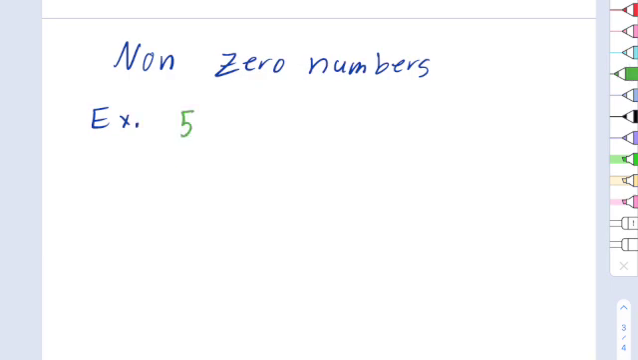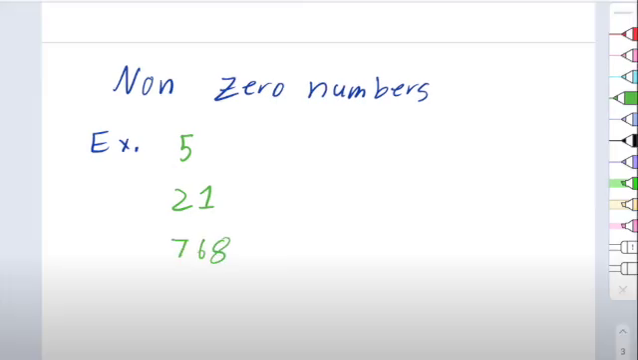These are all non-zero numbers that do not include any zeros. In this case, the number of significant figures simply equals the number of digits. For example, 5 would have 1 sig fig, 21 would have 2 sig figs, and 768 would have 3 sig figs.